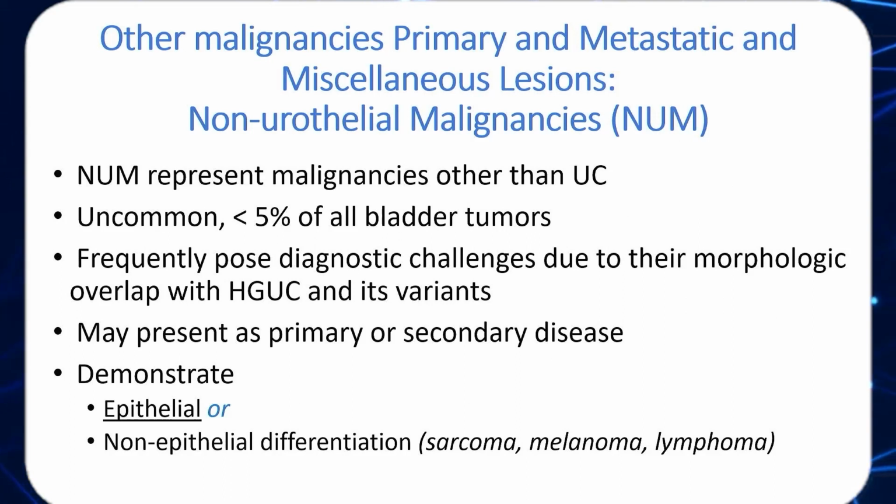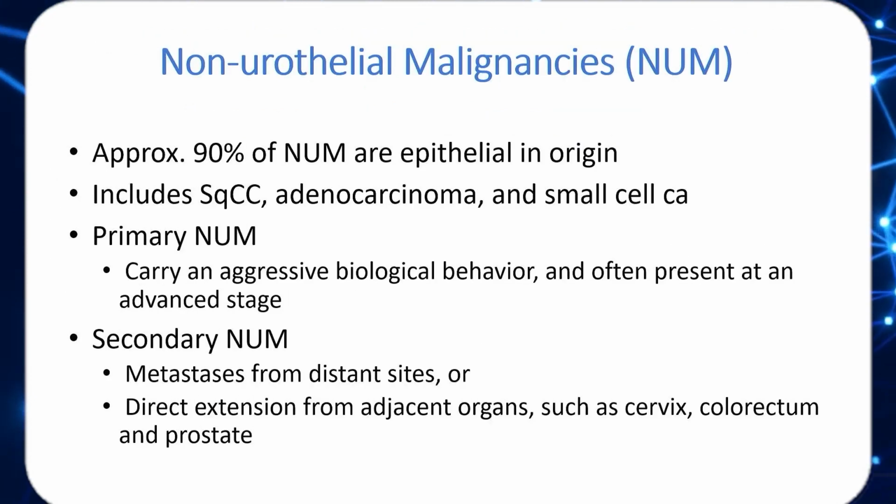Other malignancies, primary versus metastatic, this is a long list, and I'll briefly go over these with you, but again, most of you can probably easily diagnose these. Non-urothelial malignancies are mostly epithelial in origin, and less so sarcomas or lymphomas are found here. They certainly can carry an aggressive behavior, and you certainly have to recognize whether these are primary to the bladder or the urethral tract, or they are coming from elsewhere.